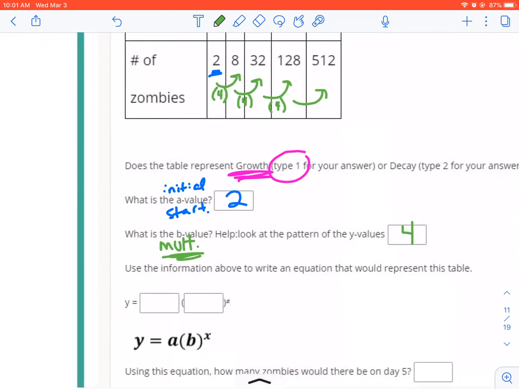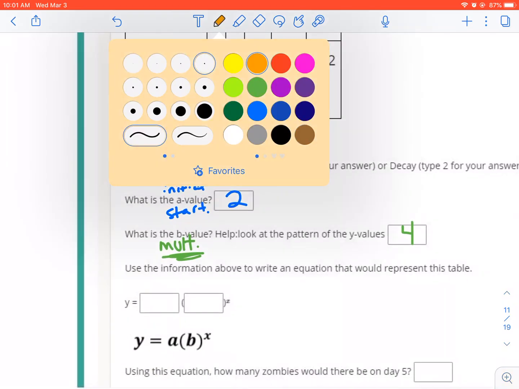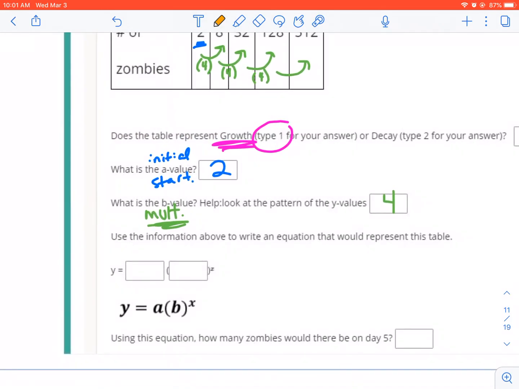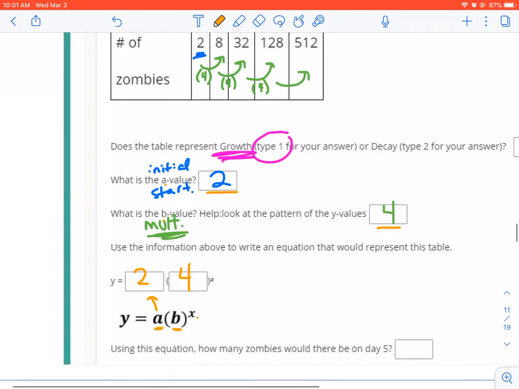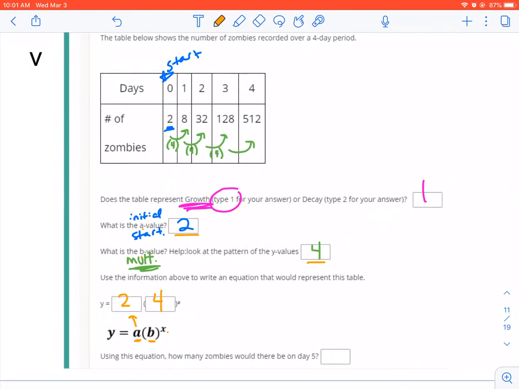Use the information above to write the equation, and we have a formula here to help us out, remembering that a times b to the x power is our exponential function equation. So we take the a value of 2 and we just put it in the a spot. We take the b value of 4 and we put it where the b goes. And you can type this in on Desmos so that you can double check to make sure that you did it right. So we're going to type in 2 times 4 to the x power.